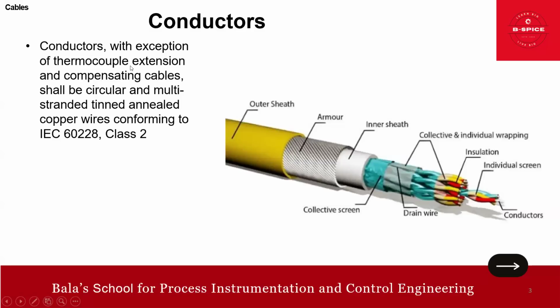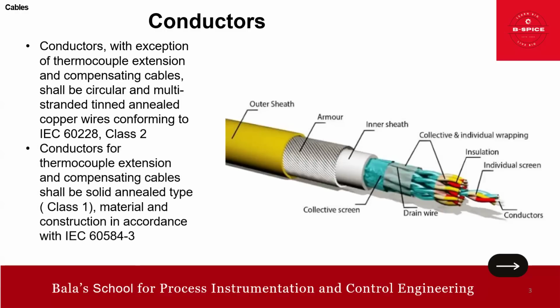The conductor, with the exception of thermocouple extension and compensating cable, shall be circular, multi-strand, tinned, annealed copper wire conforming to IEC 60228 class 2. That one you remember, conductor. Thermocouple is different. I'm talking about the other cable. It shall be circular, multi-strand, tinned annealed copper wire conforming to IEC 60228 class 2. That one you remember.